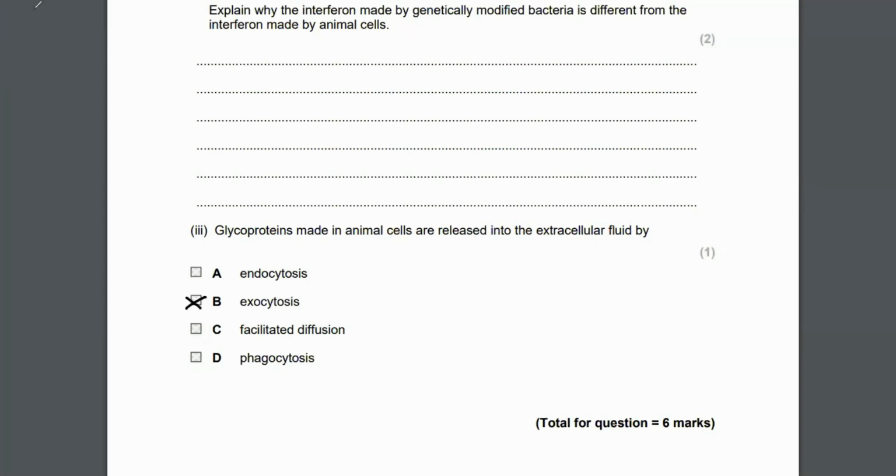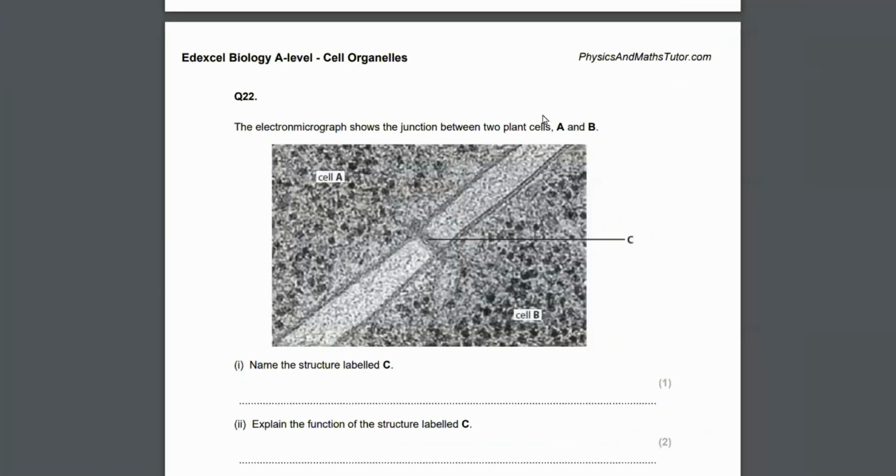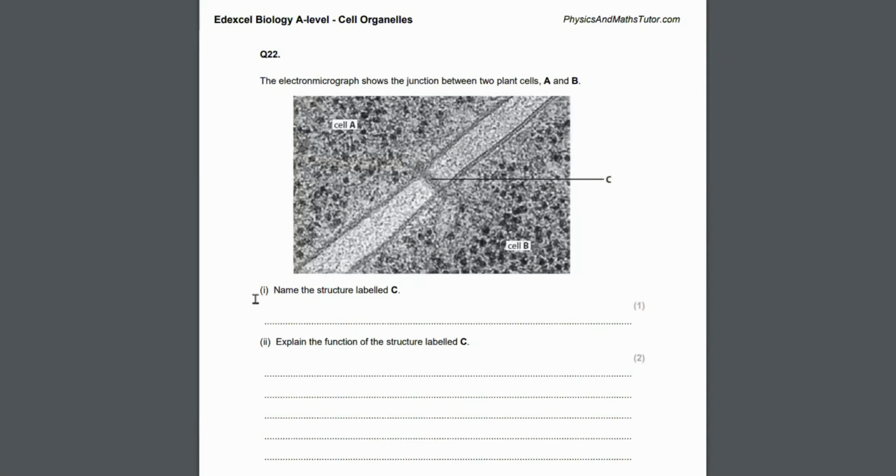Glycoproteins made in animal cells are released in the extracellular fluid, and that's by exocytosis. Cytosis means cytoplasm, exo means outside the cytoplasm. So name the structure labeled C. Now you'd be forgiven for going for middle lamellae because it's in between two plant cells, between the plant cell wall. You might say bordered pit, but it's actually a plasmodesmata.